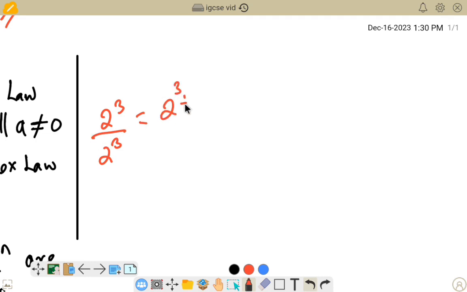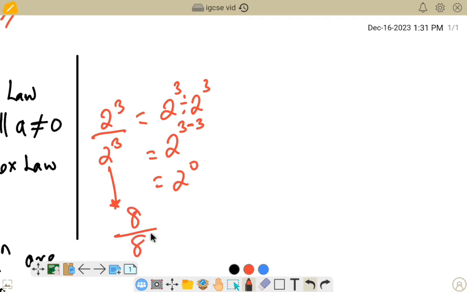2 raised to the power 3 divided by 2 raised to the power 3 gives you 2 raised to the power 3 minus 3, which is 2 raised to the power 0. And if you break this down, 2 raised to the power 3 is 8, divided by 2 raised to the power 3, which is also 8. 8 divided by 8 is 1. So using the equivalent law, these two are equivalent. So 2 raised to the power 0 is equal to 1, and it applies to any other number. Any number apart from 0 that is raised to the power of 0 will give you unity, or 1.